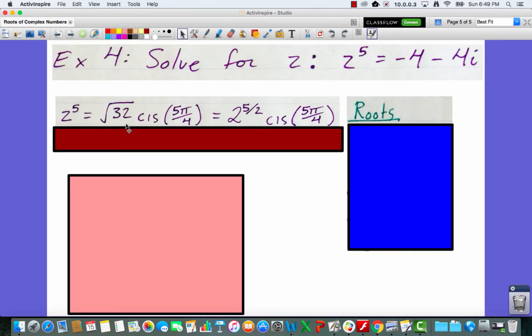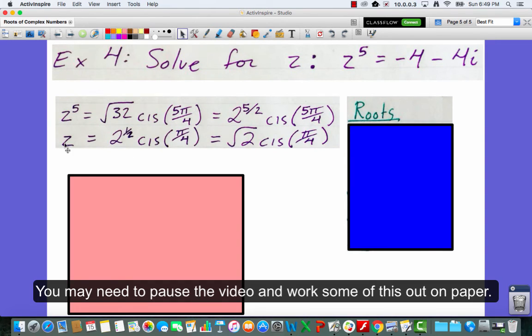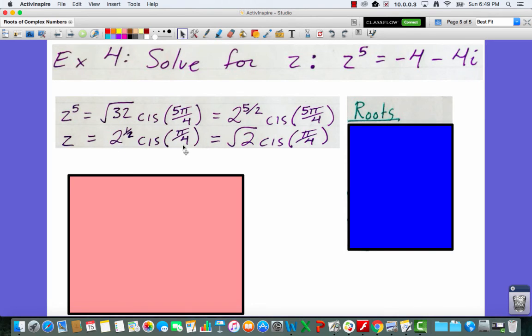Now, 32 can be rewritten as 2 to the 5th, and if I raise that to the 1/2, that's 2 to the 5/2 times cis 5 pi over 4. That is equal to z to the 5th. Raising both sides to the 1/5 power, I have z equals 2 to the 1/2 times cis pi over 4. Notice that I'm applying de Moivre's theorem there. Now that equals the square root of 2 times cis pi over 4. That is one of our roots, our first one.